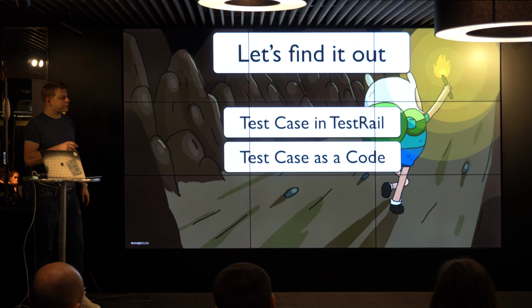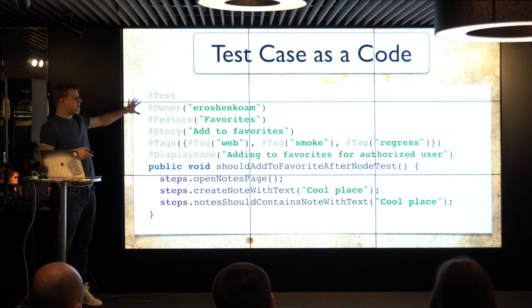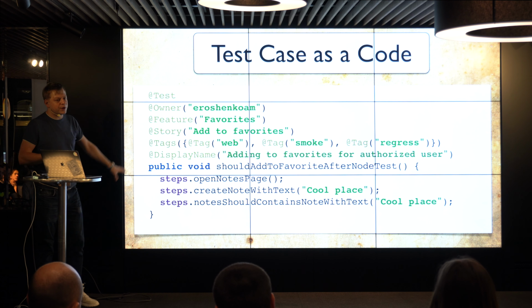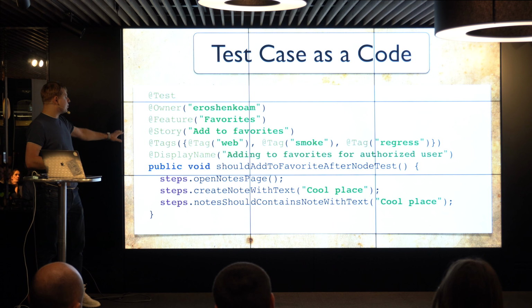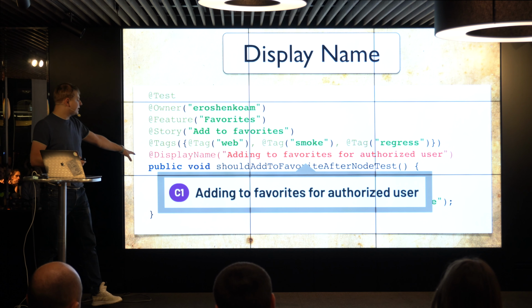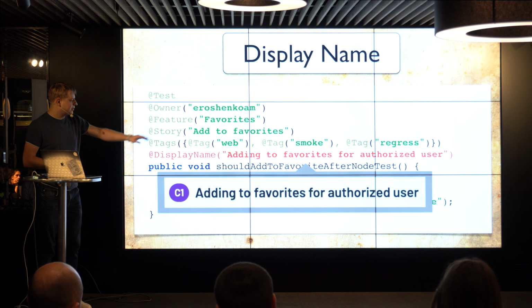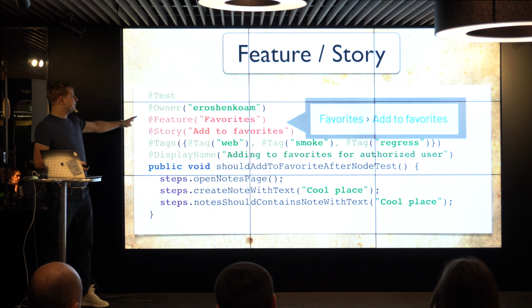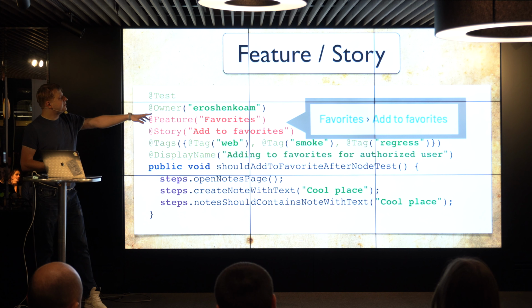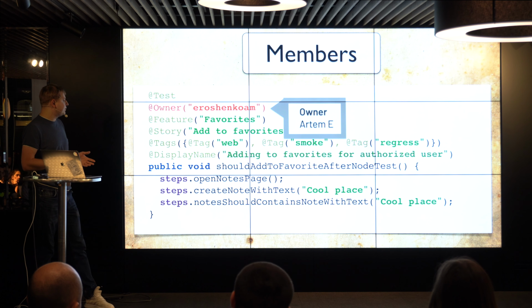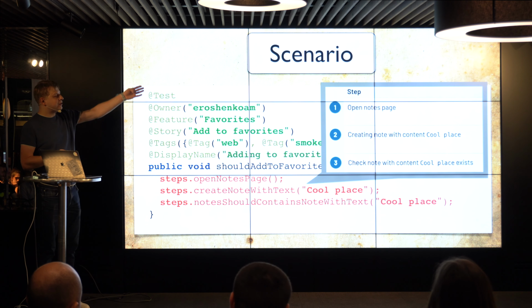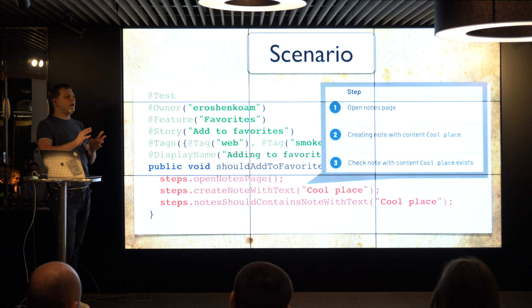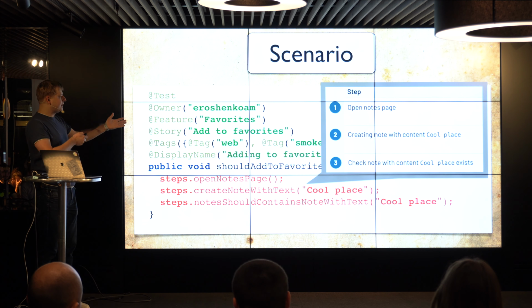Let's put it in the code. How it looks like. It's Java, but in any language you can use the same structure, in Python, JS, and other languages. So first of all, I have an annotation, display name, with a human-readable title. Also, I have two annotations with information about feature and story. Information about members, information about tags, and human-readable scenarios. It's completely equal with a test in TestRail.